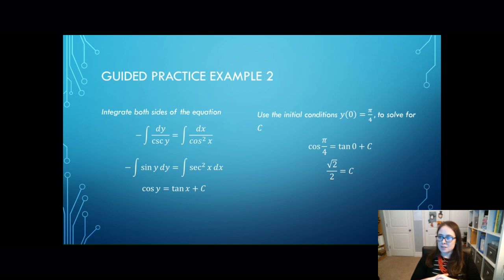So I found my constant of integration, and I can go ahead and plug that back into my solution in place of c to get a particular solution. So cosine of y equals tangent x plus root 2 over 2 is the particular solution given these initial conditions. And that is how you solve a separable equation using separation of variables.